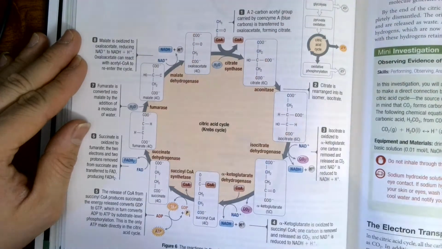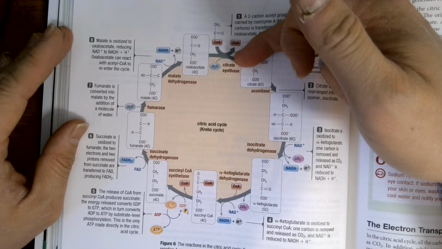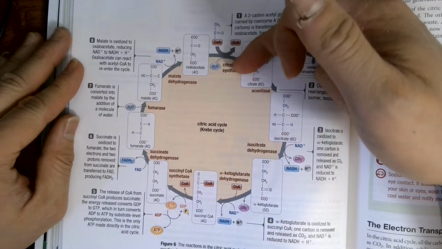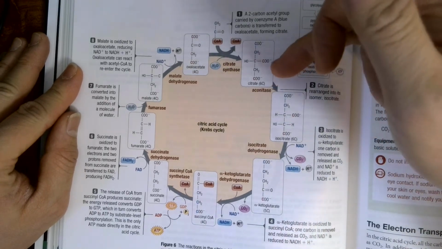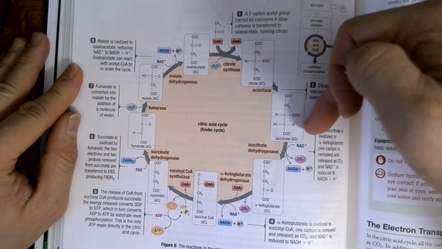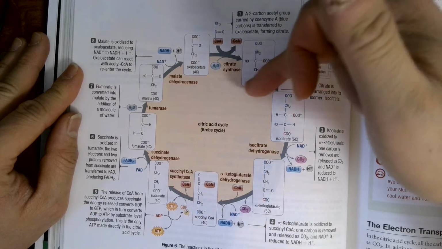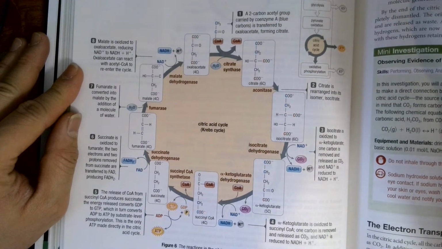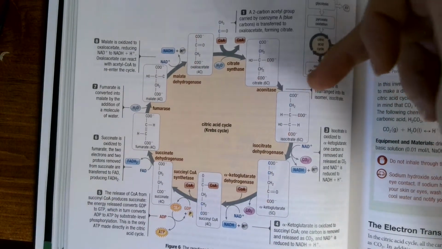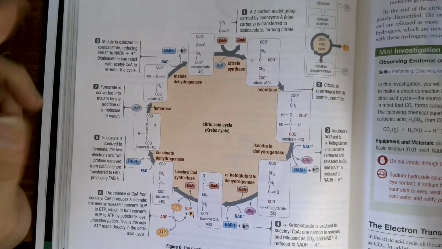So first step, it will be making a citrate. So citrate synthetase. Okay, it will be synthesizing a citrate. And then the step from citrate to isocitrate is aconitase. Not sure why it's aconitase, but I just remembered the name citrate and aconitase.